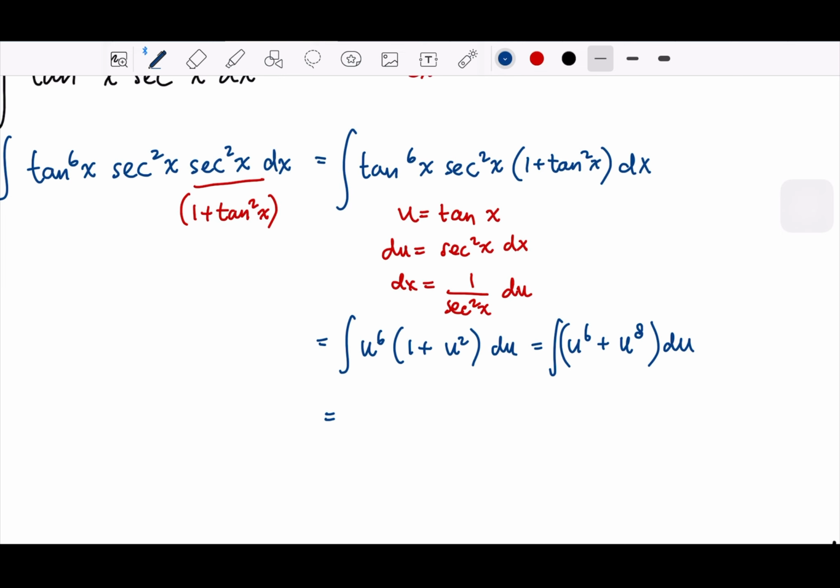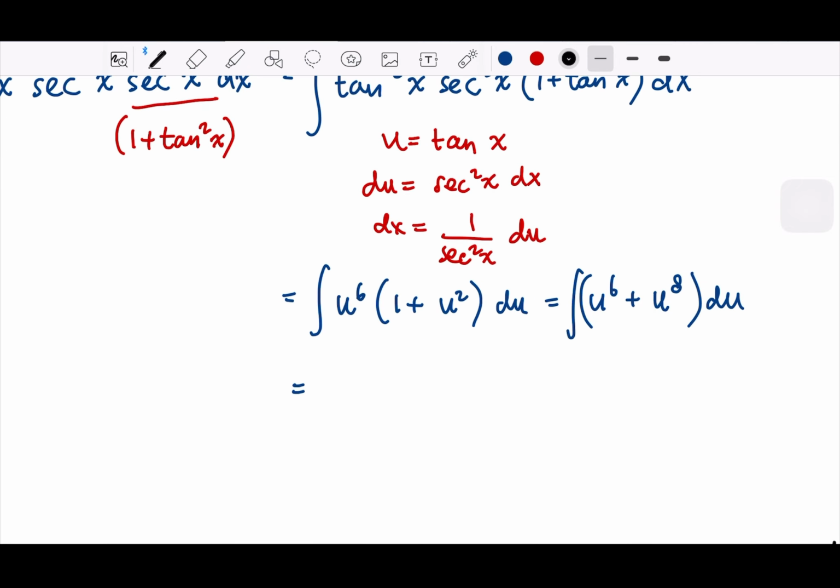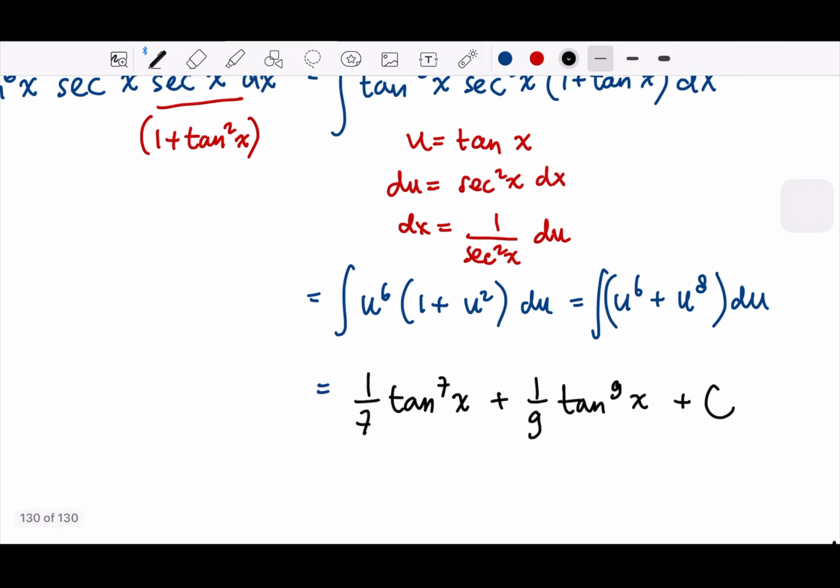And integrating each of these, we get, and I will exchange u directly with the tangent, 1 over 7 tangent to the power of 7 x plus 1 over 9 tangent to the power of 9 x plus c. This is from the tangent with power of 6 and secant with power of 4 dx.